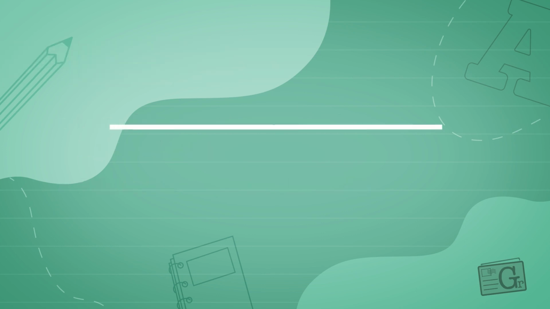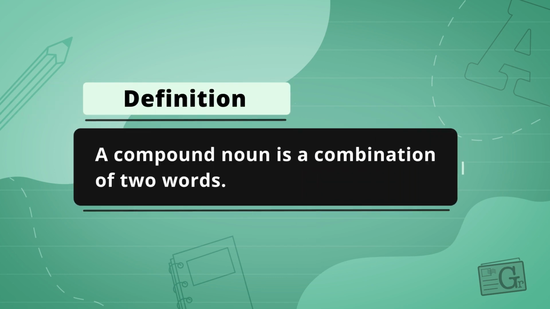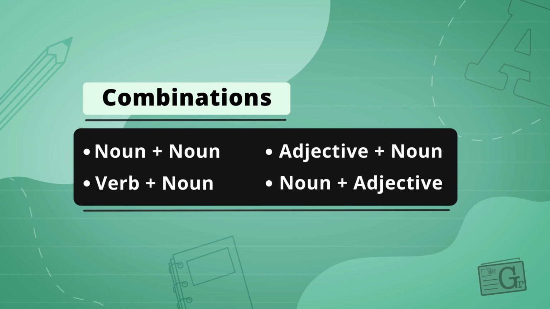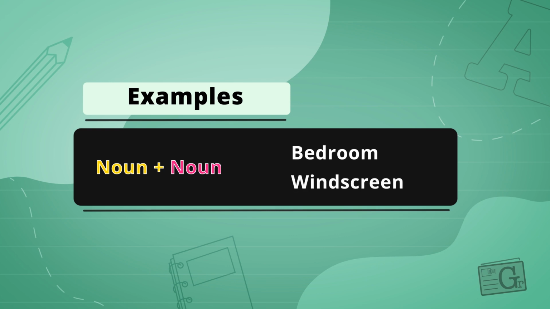Next, we shall go to the compound noun. From the word compound, we understand it is a combination of two words. For example, it can be noun plus noun or verb plus noun, adjective plus noun, or noun plus adjective, and so on. Let's see some examples in each. Noun plus noun. Here, bedroom, windscreen. Here, bed and room both are nouns. Wind and screen both are nouns, but they form a single word.